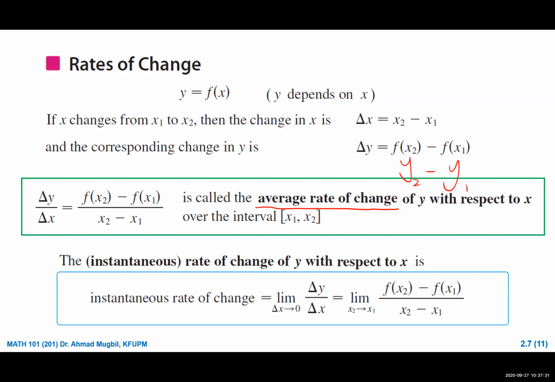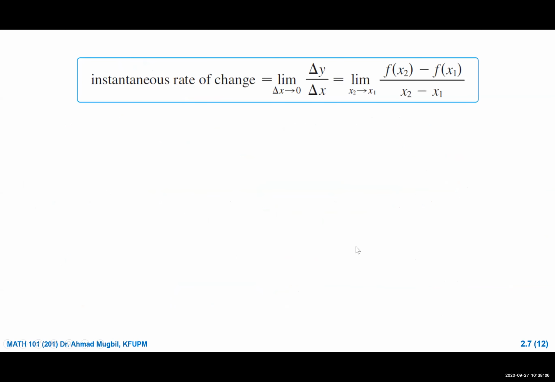If you take the limit of this average rate of change, when delta x goes to 0, when x2 goes to x1, then that is called the instantaneous rate of change. Or just shortly, you can skip this word and just say the rate of change. So this is the average rate of change. This is the rate of change, which is the instantaneous, which means, of course, that it is specific at a certain time or at a certain value of x.